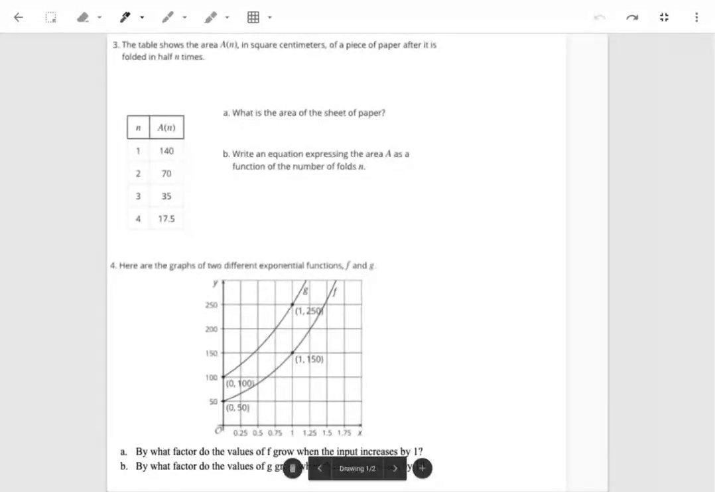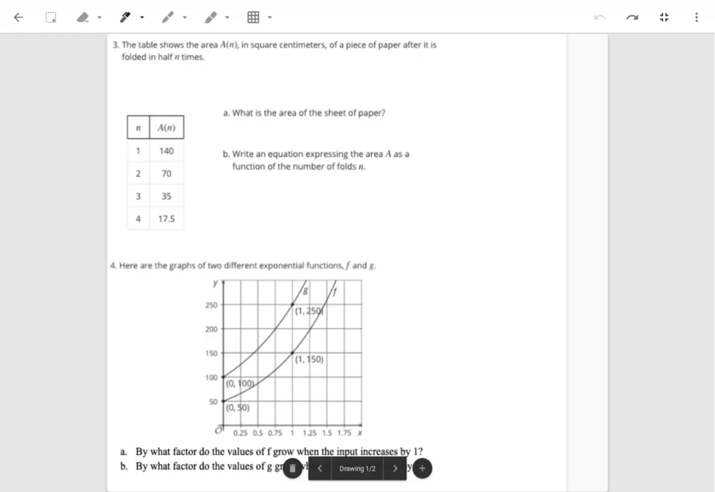All right. Number 3. The table shows the area A of n in square centimeters of a piece of paper after it is folded in half n times. So this table right here shows the data. Before we actually answer the questions, it's important that we realize what this table is saying. If I take the piece of paper and fold it in half once, it has an area of 140. If I fold it in half twice, it has an area of 70. If I fold it in half 3 times, it has an area of 35, so on and so forth.